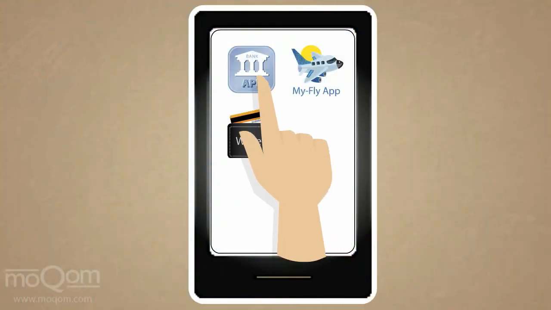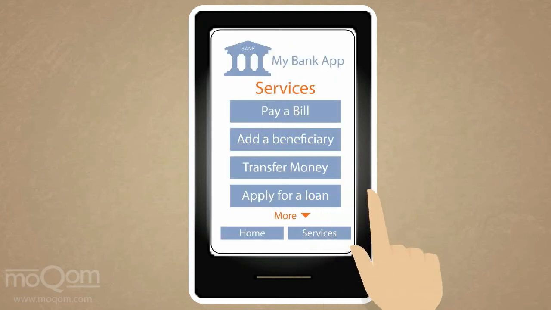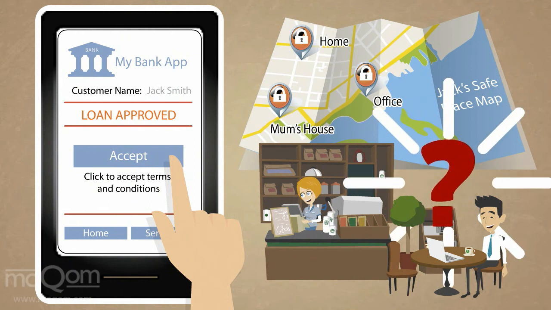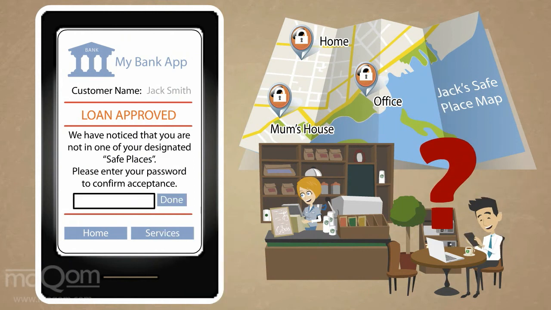After his call from Jessica, Jack opened up his bank app to accept the loan terms and conditions. It identified him and instantly opened his personal bank menu. Jack pressed the button to accept, but because he was not at one of his registered safe places, his bank asked him to enter his password to confirm his identity.